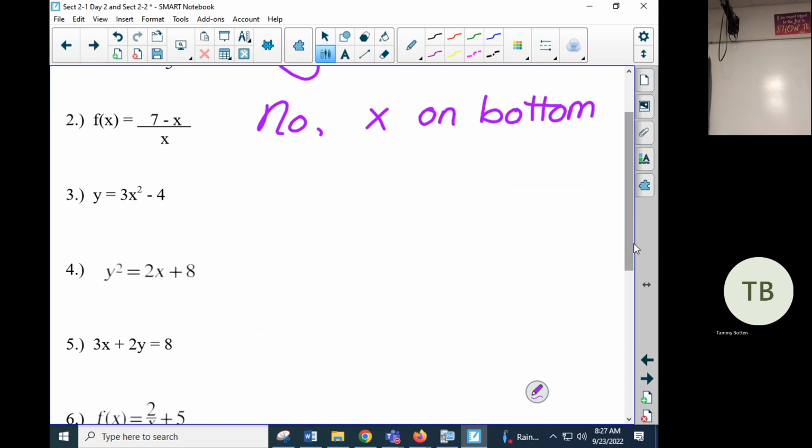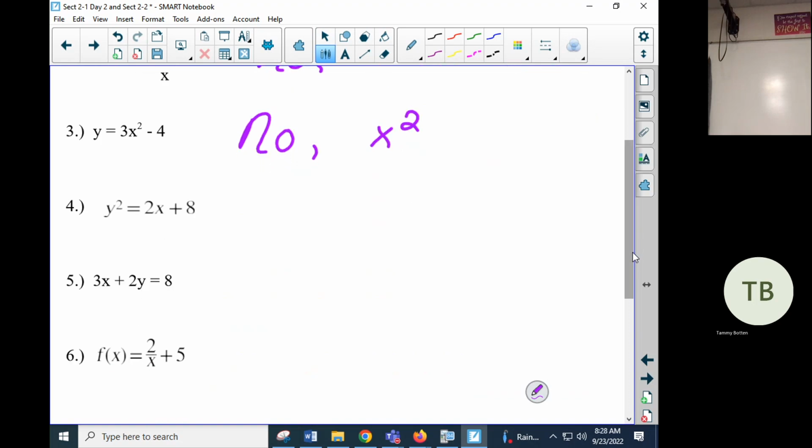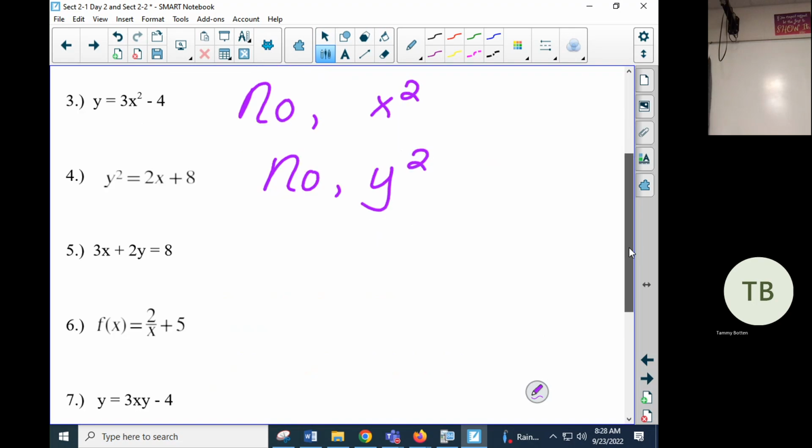And if we look at 3, do you see how it's squared? Does that work? No. So we're going to just say no, and let's just say x squared, because we'll know that we can't have an x squared. How about 4? No, because it has a y squared. Remember, x and y can only be to the power of 1.